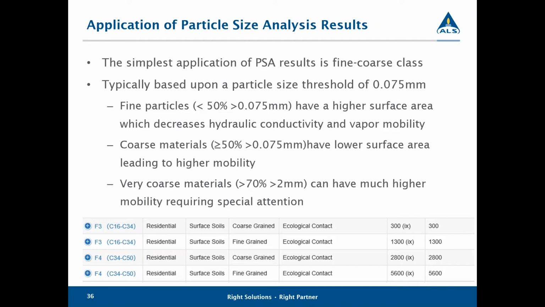With Alberta Tier 1 guidance, they include a concept referred to as very coarse materials, which has greater than 70% of the material greater than 2 mm. When we have material in that range of very coarse, it means that there's going to be a lot of mobility through that material, so it requires a different approach compared to a Tier 1 approach.